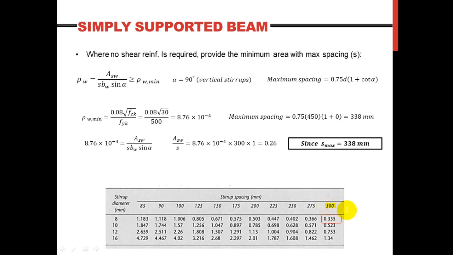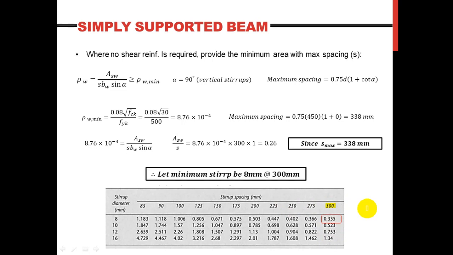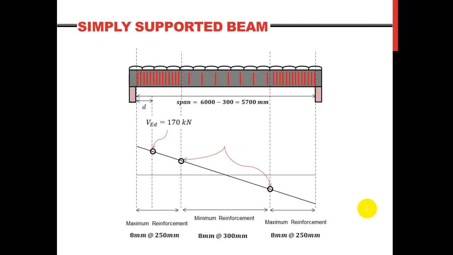So the 300 here, and from this table again, 0.335 is the closest. So I'm selecting 8 millimeter at 300 millimeter center to center to be my beam's stirrups at the midspan. Let's look at this diagram again. I have just conveniently selected the stirrups required to take care of the shear forces at different locations, from the maximum near to the support to the minimum at the midspan.